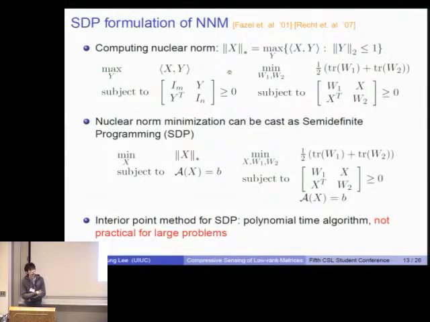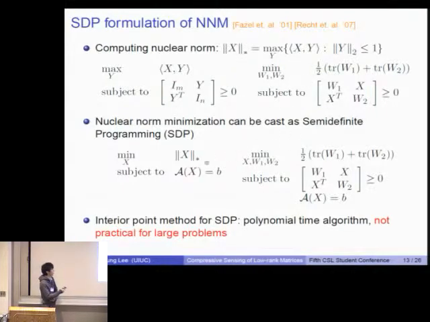So actually, nuclear norm is the dual norm of the operator norm in matrix space. So by using the variational principle, we can write nuclear norm as the maximization problem. And the unit norm constraint is rewritten as some semi-definite constraint. And if we write the Lagrangian dual of this problem, it can be written as a minimization problem. Because the problem is convex, there is no duality gap. So nuclear norm can be computed by this minimization problem.